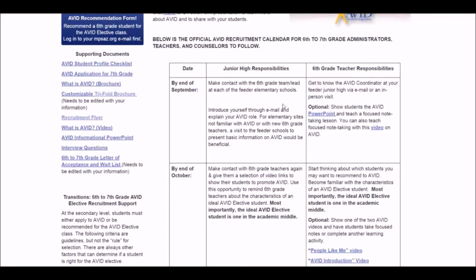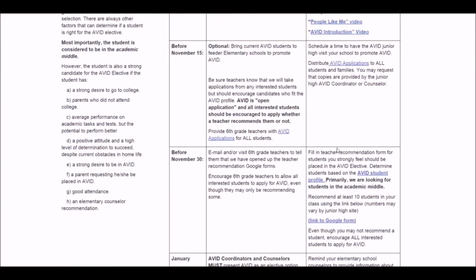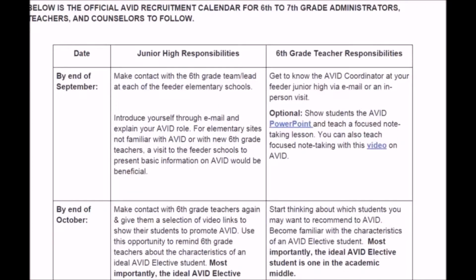On the right-hand side, we have the suggested progression for all 6th grade teachers in the district as they promote AVID in their classrooms, as well as prepare students for entry into the AVID elective class in 7th grade. Following this process should make it easy for you to continue to support your students as they continue on to the AVID elective class. Within each of these cells, there are specific directions for things you can do to coordinate with the junior high counselors and AVID coordinators throughout this process.